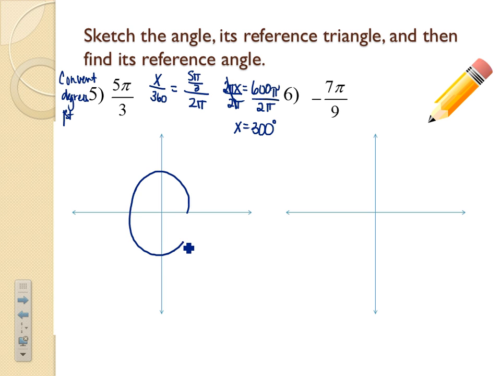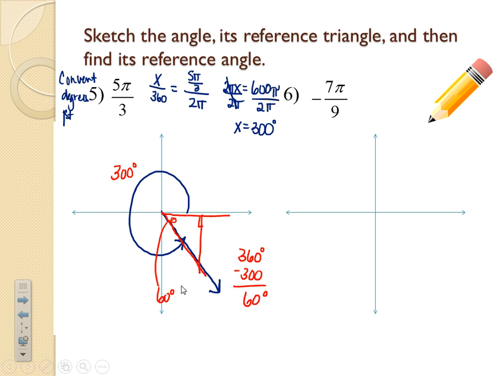So that's going to take me all the way to here. I do my terminal side, and then I have to make my reference triangle, which is x-axis, terminal side, dropping a 90-degree angle, and then that angle right there is my reference angle. We know we went 300 degrees, so the closest x-axis is 360. 360 minus 300 is a 60-degree reference angle. So right in there would be a 60-degree reference angle.